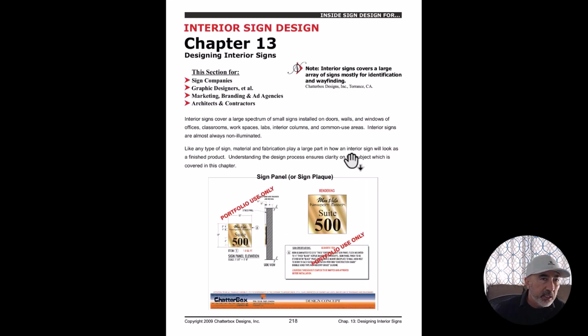Chapter 13 covers interior signs. And as you notice, this layout, you can do them any way you want, but this layout covers everything. It shows you the rendering, shows you the attachment detail, the specs, and the dimensions all on one page. And it's clean and easy to read.